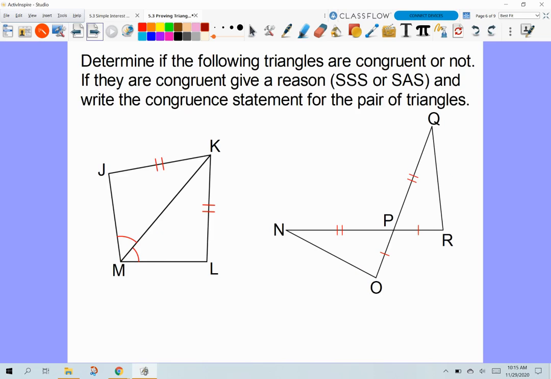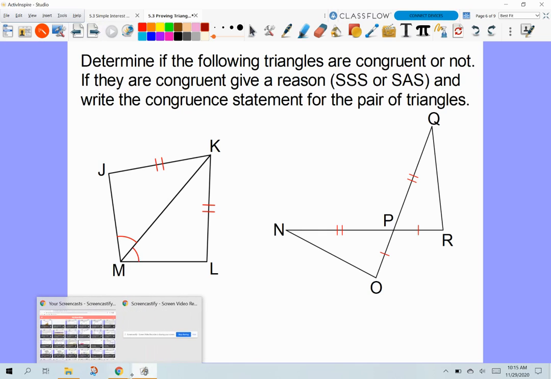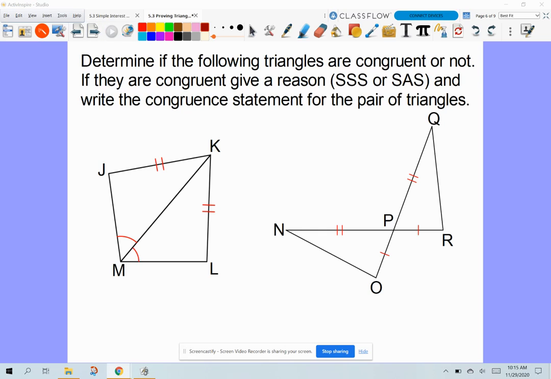All right, so this is what your homework looks like. You've just got triangle after triangle after triangle, and you tell me yes or no. And if it's a yes, give me one of your reasons. So keep that in mind. You've got side, side, side, or side, angle, side. There are other congruences, but today I want you to focus just on those two because I think they're the easiest ones to spot.